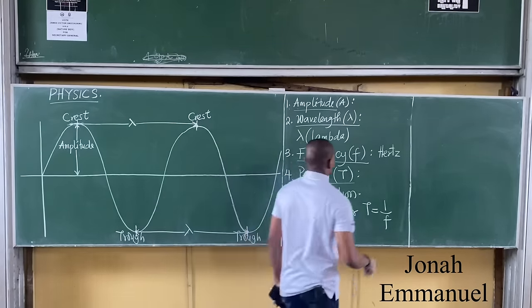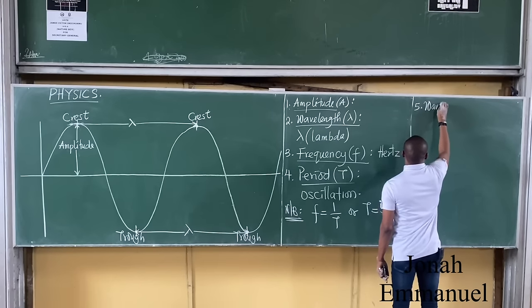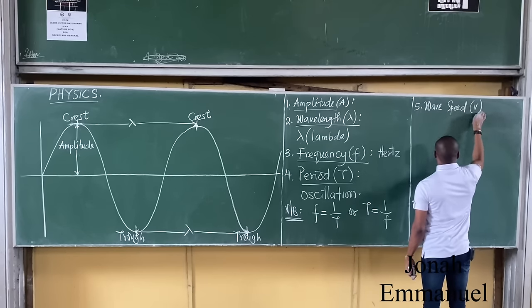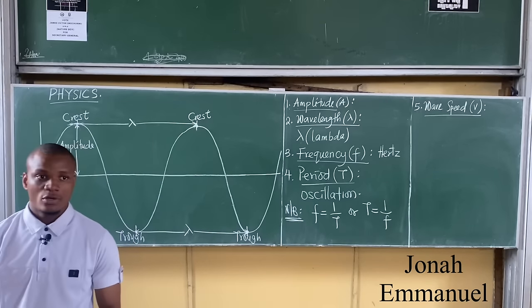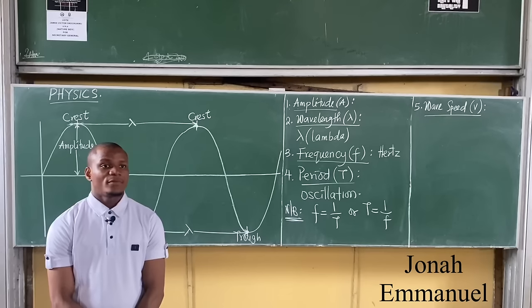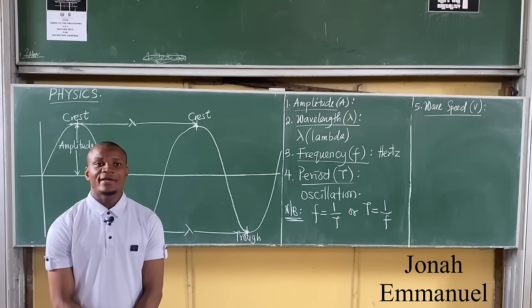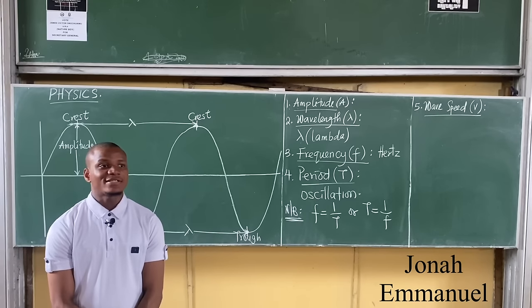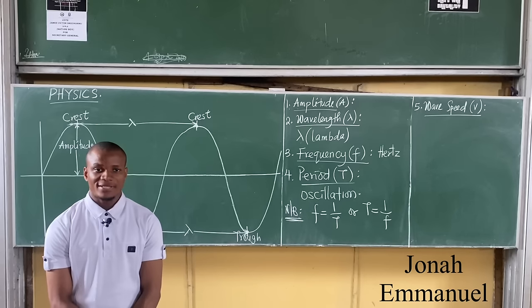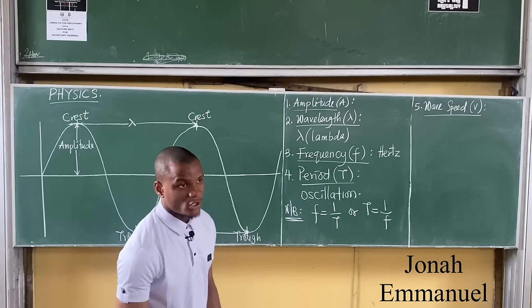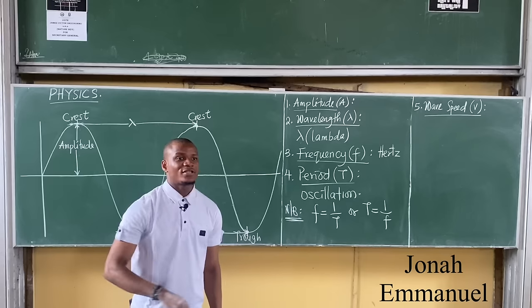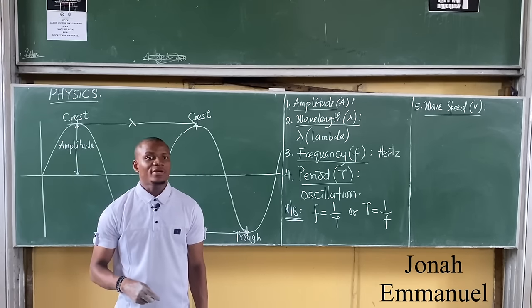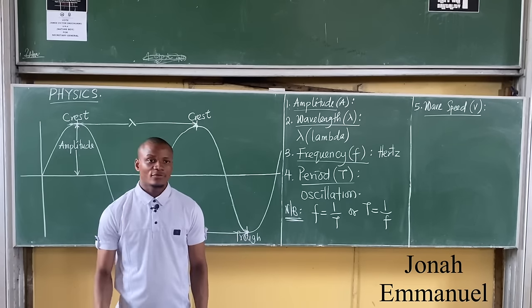Wave speed, also called wave velocity, is the distance traveled by a wave per second. I can use the word displacement: it is the displacement traveled by a wave per second. It is simply the velocity with which the wave moves.